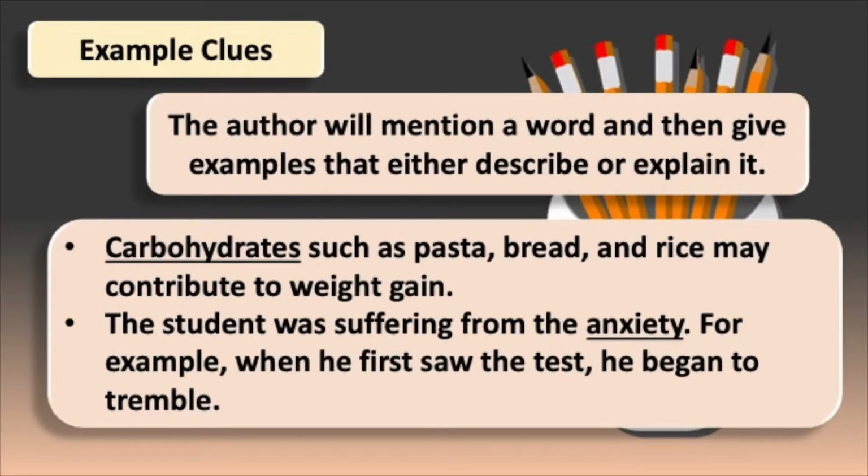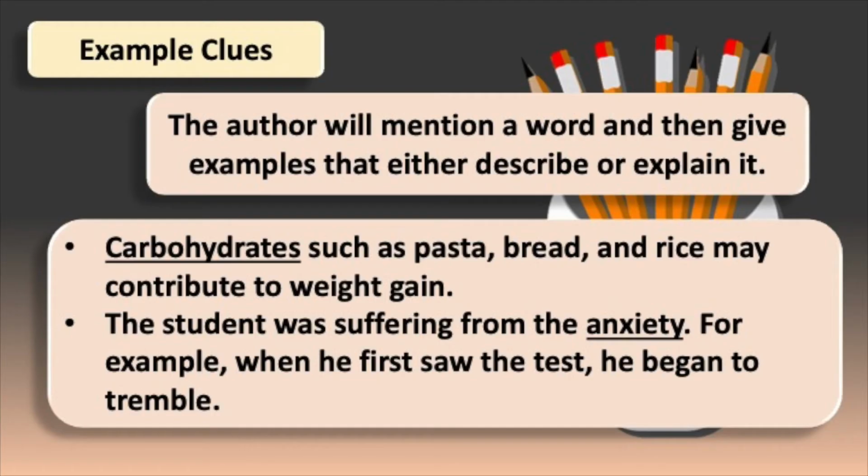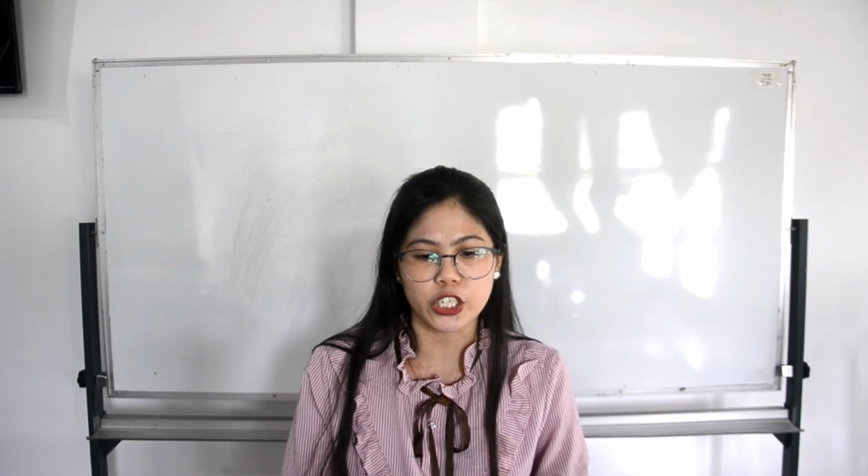For example clues, the author will mention a word and then give examples that either describe or explain it. To make it clear, it uses examples to help readers infer the meaning of the vocabulary word. For example, carbohydrates such as pasta, bread, and rice may contribute to weight gain. Here, the sentence gives examples of carbohydrates such as pasta, bread, and rice. From the given examples, we can derive that carbohydrates are food that contain starch.